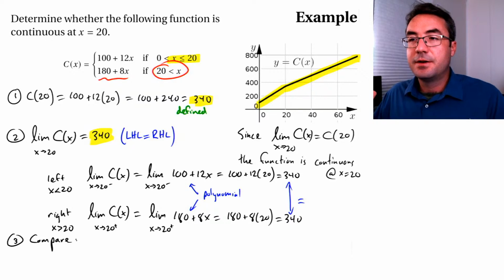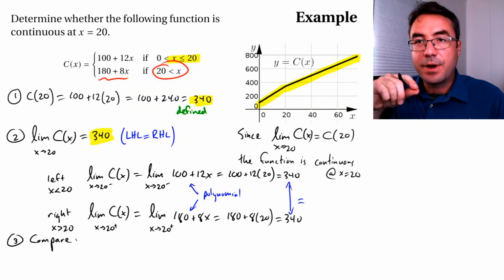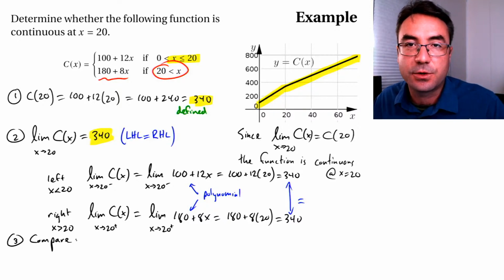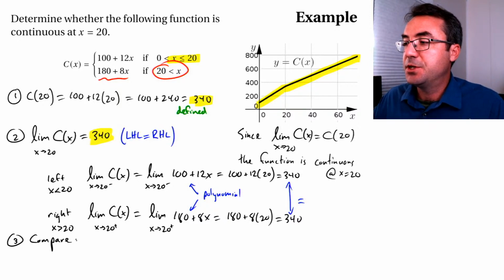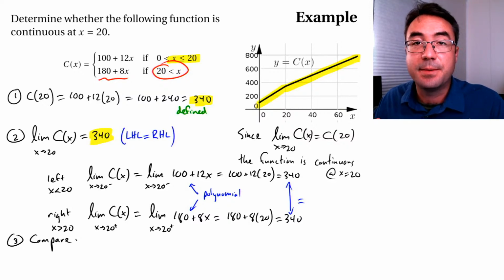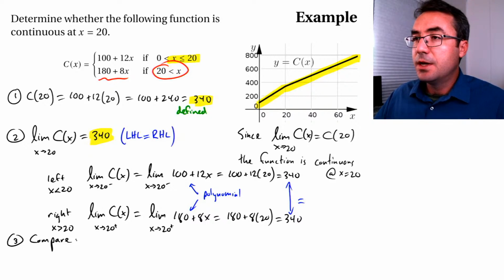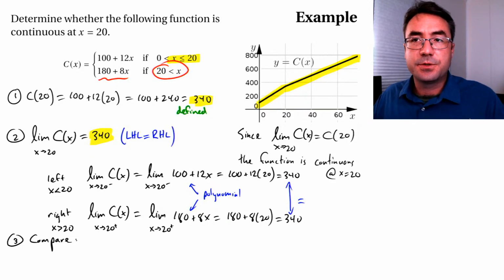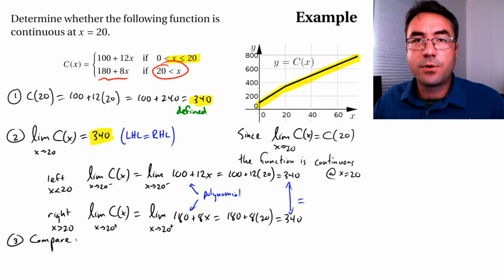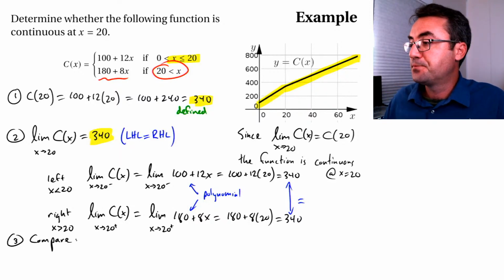And we kind of had an idea that that was going to be the case by looking at the graph. The graph, there was no jumps or breaks or holes in it. So we had a suspicion that it was going to be continuous. And here we've actually confirmed that with limits and algebraically. All right. So let's try a few more examples of those where we're just given the formula for a function and we just want to check if it's continuous or not.